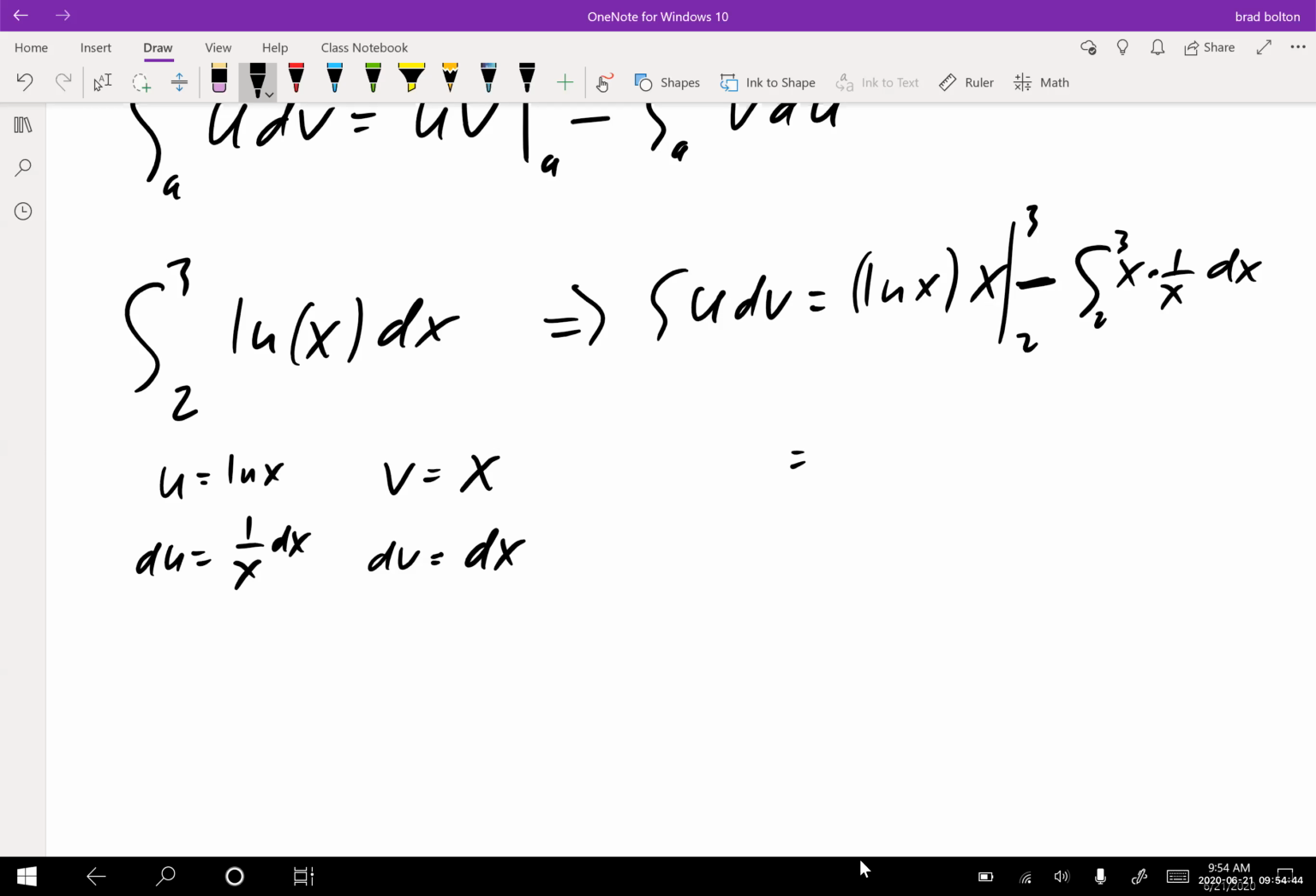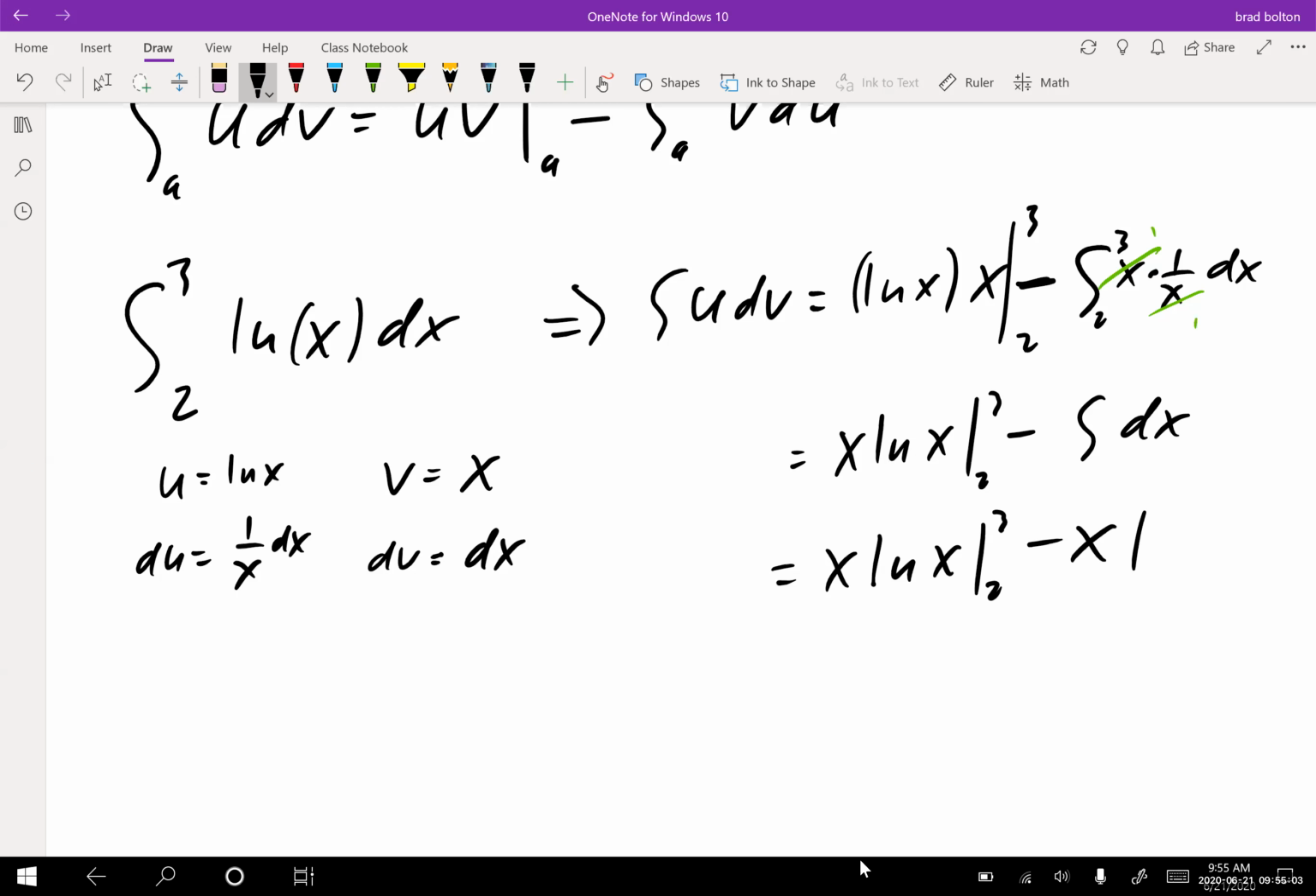So when we clean this up, this will become x ln of x from 2 to 3 minus, now these actually cancel, which is nice, and they become 1s, right? So then this is just the integral of dx, but hopefully you guys know that one's pretty easy now. And this would just be minus x. So this is actually the formula you would see in the back of the book. So this is in the back of your book. Okay, so you might see that formula in the back of your book.